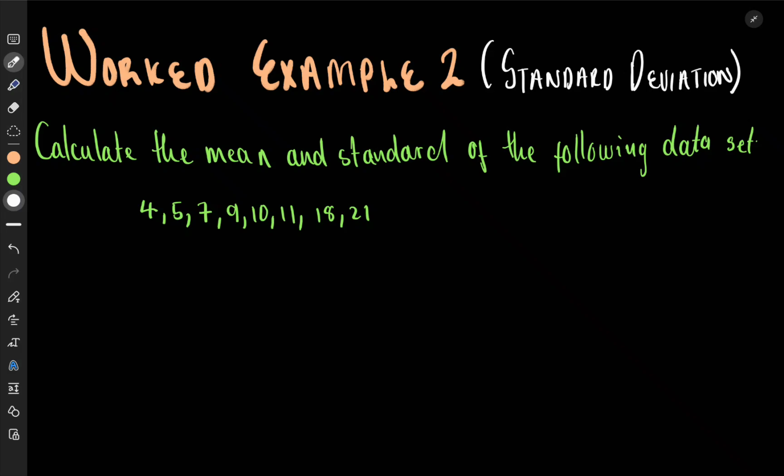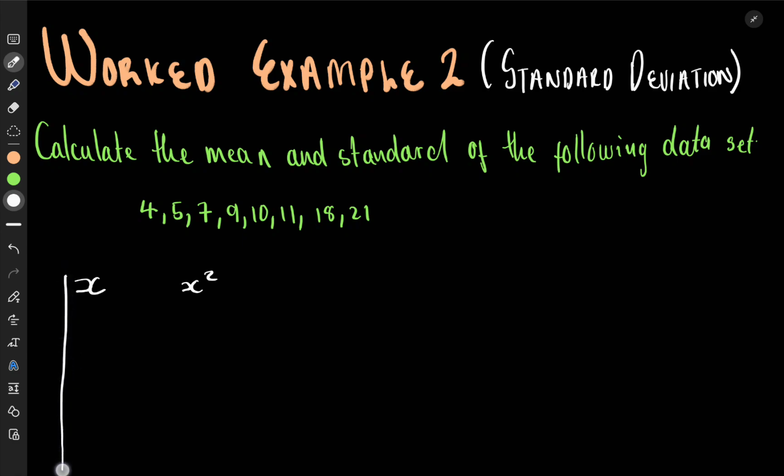Now, here's what we do. Even if you're given the mean or if you're not given the mean, what you always do is you put a table, and in your table you only have two columns, x and x squared.